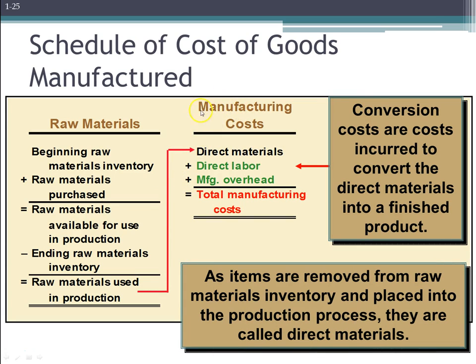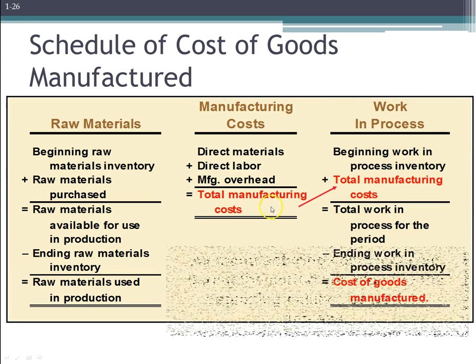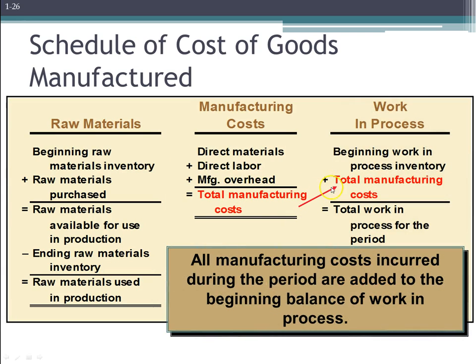And remember, manufacturing costs is the equivalent of additions, not to the raw materials account, but to the next account, to the work in process account, right? We take what was in beginning inventory and we add to that direct materials, direct labor, and manufacturing overhead, which is collectively known as manufacturing costs. So this is how we get the first piece of the puzzle, the direct materials. Then we add direct labor, manufacturing overhead, and these are the total manufacturing costs for the period, which are the addition into work in process.